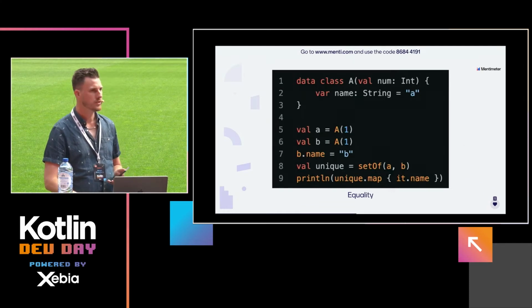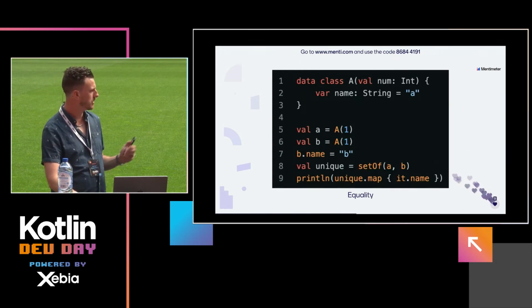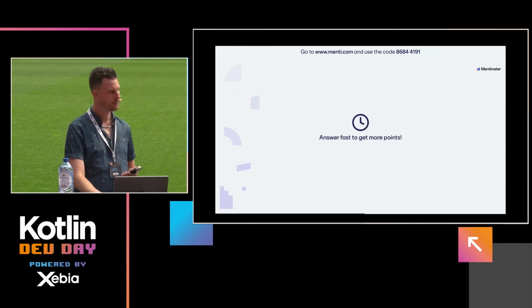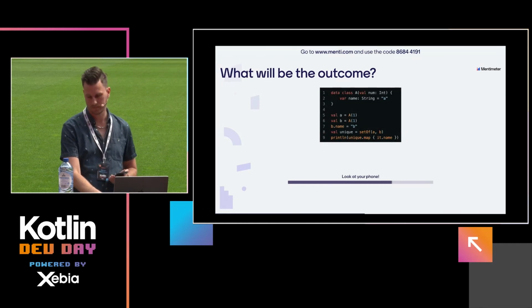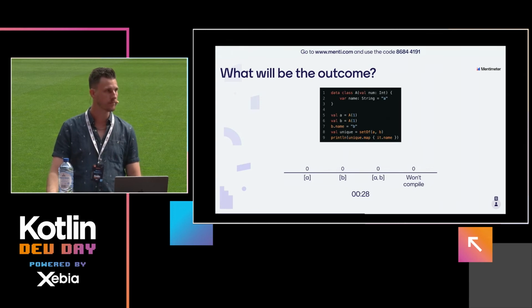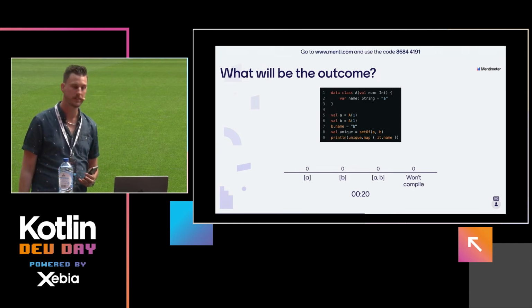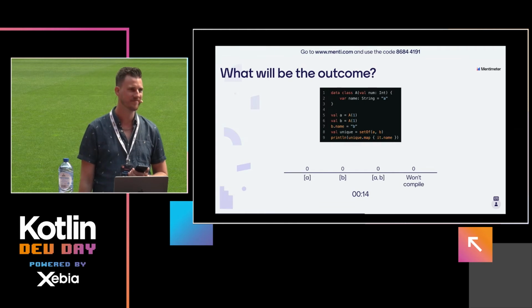How about this one? So we have a data class, A, with two fields, a num field and a name. We create two instances of it. We put them in a set, and then we try to print out the names. Will it be A? Will it be B? Will it be A and B? Maybe it doesn't compile. Let's see if you can get this one right.